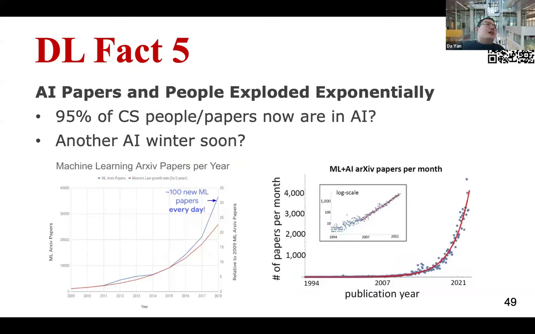Okay, so the last fact is that the best timing to enter AI has passed, right? 2016 is when AI really got hot. 2018, from my perspective, if you wanted to get on the trend of AI to be an AI researcher, was the last year, which is when I entered. Now you can see the numbers just go crazy, right? You can see the ML arXiv papers, 100 new ML papers a year, which of course are mostly deep learning.